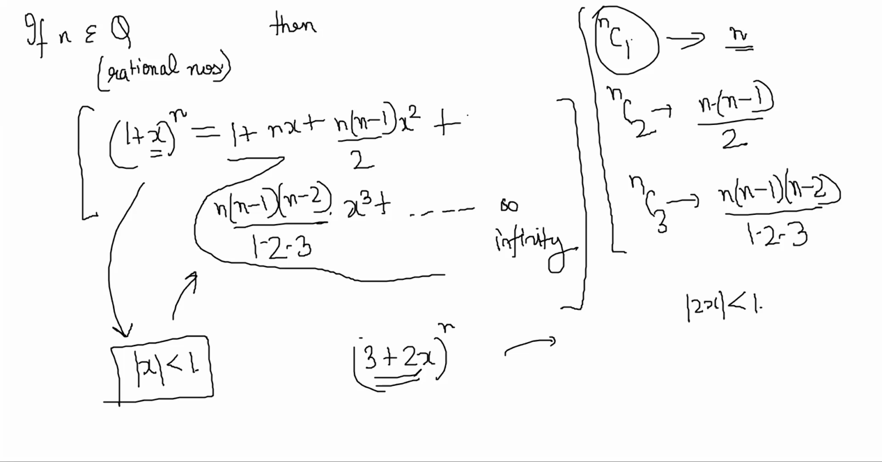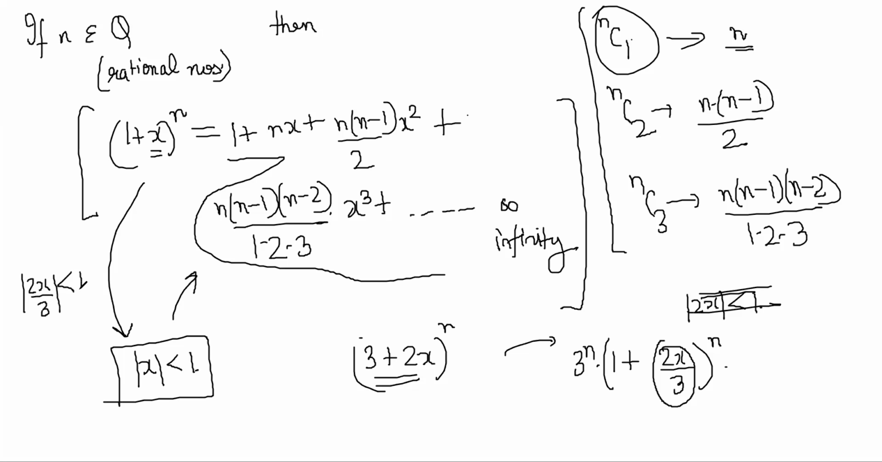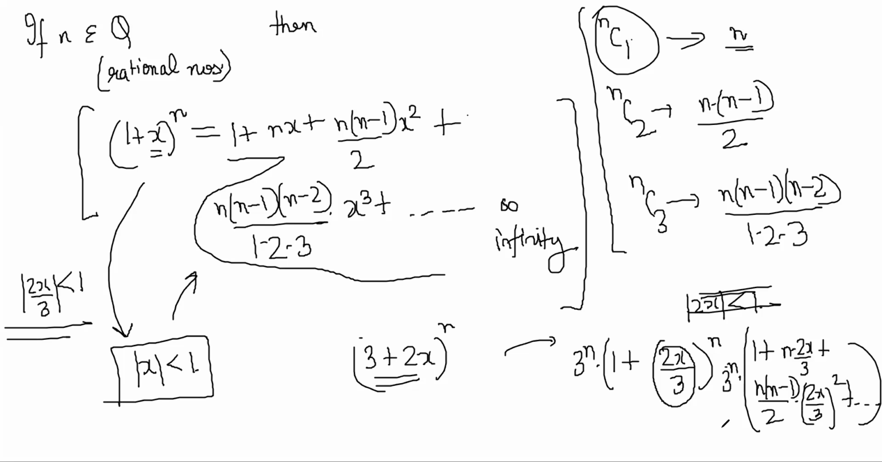The first thing to do here is actually take 3 out: 3 power n, (1 plus 2x by 3) to the power n, right? Then say that this mod has to be less than 1, only then I can expand it. Mod of 2x by 3 must be less than 1. Then I can write it as 1 plus n into 2x by 3 plus n into n minus 1 by 2 into (2x by 3) whole square and so on, right? And outside there will be a 3 power n. You understand? So that is the way you do it.